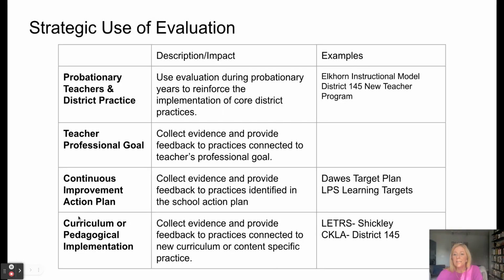The third is connecting to your school or district continuous improvement action plan. And we did this at Dawes. I've illustrated for you how we use those core practices, and that's what we would center our evidence collection around. A couple of you talked about how LPS does this with learning targets, that's a real priority. So every informal observation is going to provide feedback and evidence to that.